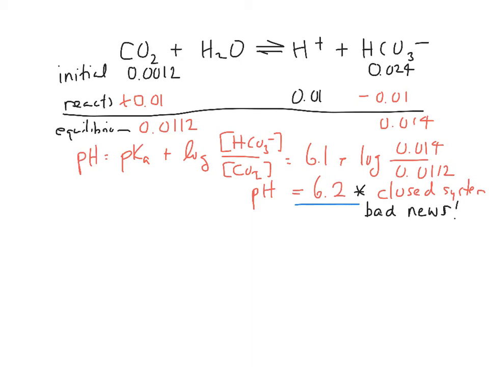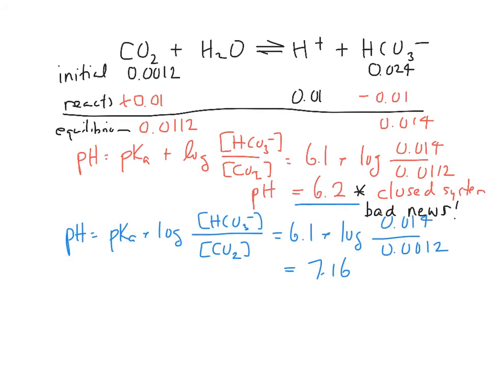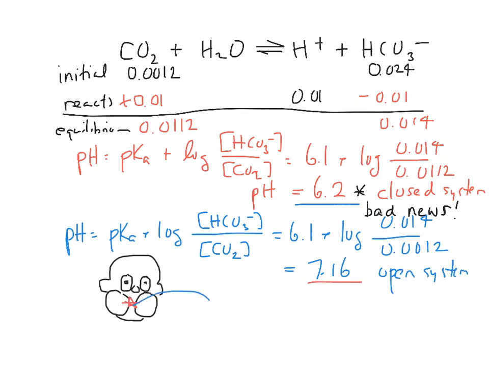Now, if we assume the blood buffer system is an open system, the CO2 concentration remains constant. So let's recalculate pH using the Henderson-Hasselbalch equation. When CO2 remains constant, note that the pH only drops to 7.16. So what this means is, don't hold your breath.